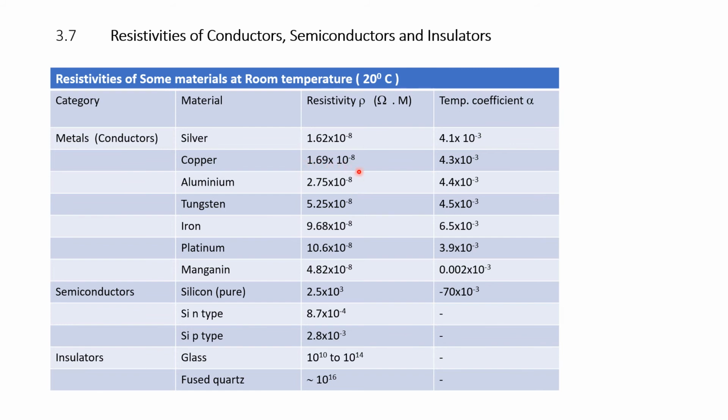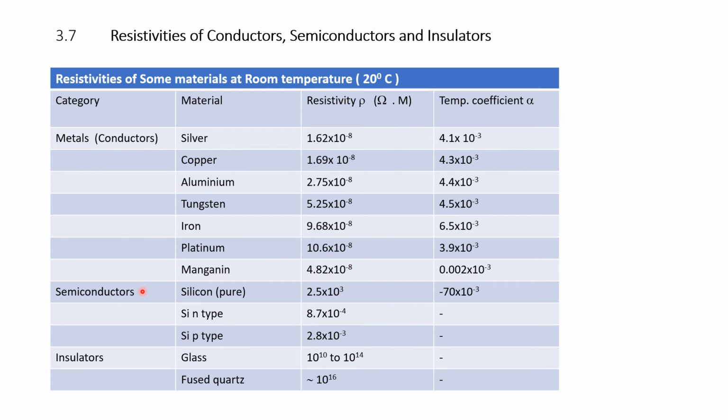So the resistivity is very low. It is of the order of 10 to the power of minus 8 for conductors. Various metals are given in this column and their temperature coefficients are given in the fourth column. These characteristics of conductors are very important while designing the electrical circuits. Then after studying conductors, we will go to semiconductors.